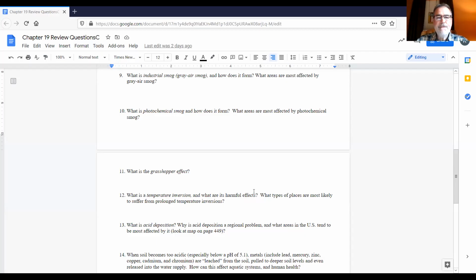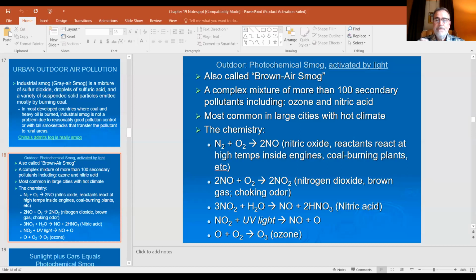All right, question 10 says, what is photochemical smog and how does it form, and what areas are most affected by photochemical? So now whenever you hear the word photo, like photosynthesis, there's a clue there, right? Sunlight. So sunlight is involved with this. So let's go to here. All right, so photochemical, also known as brown air smog. Essentially, it's associated with areas, hot climate, lots of sunlight, and cars burning stuff.